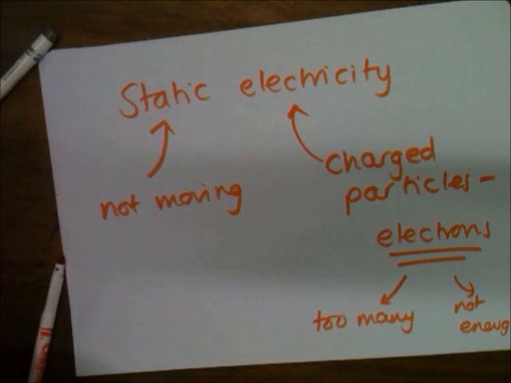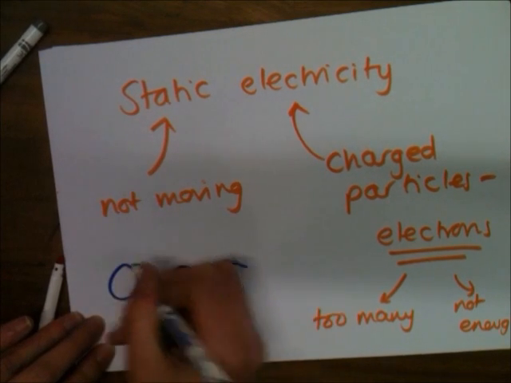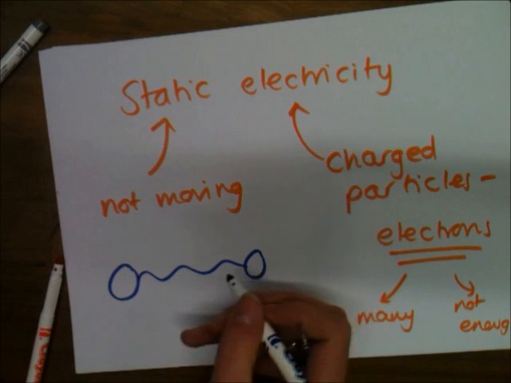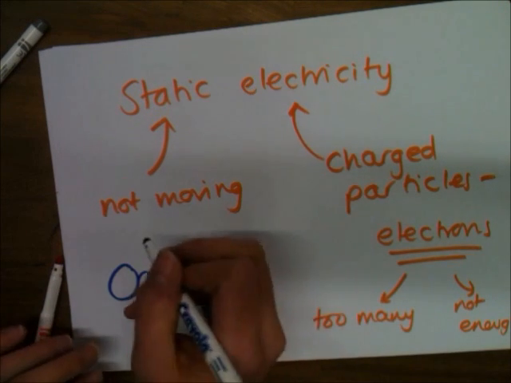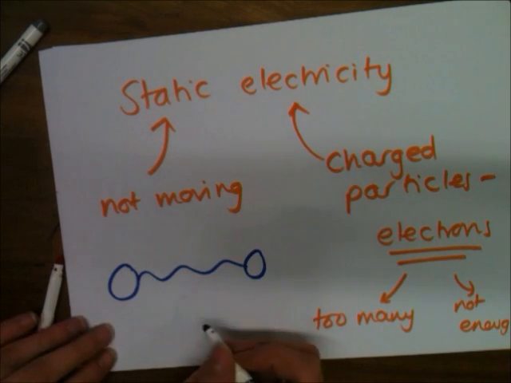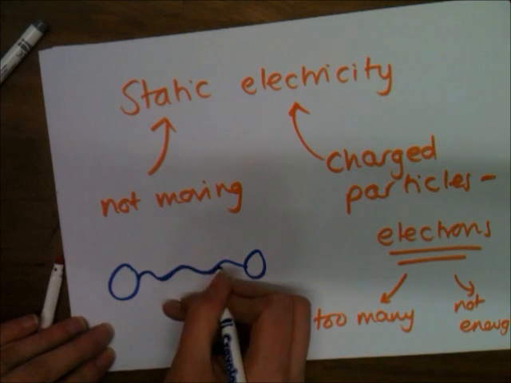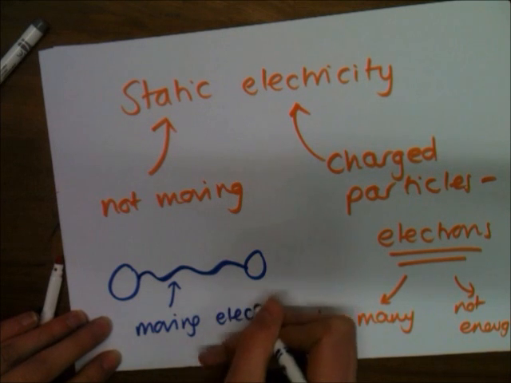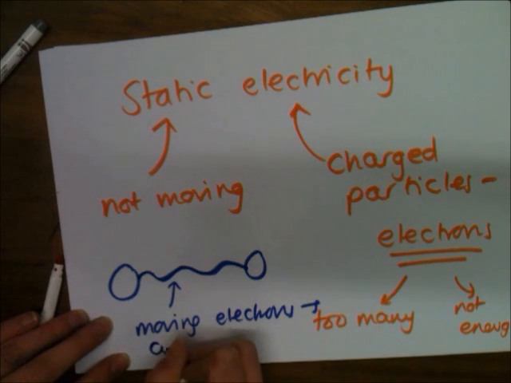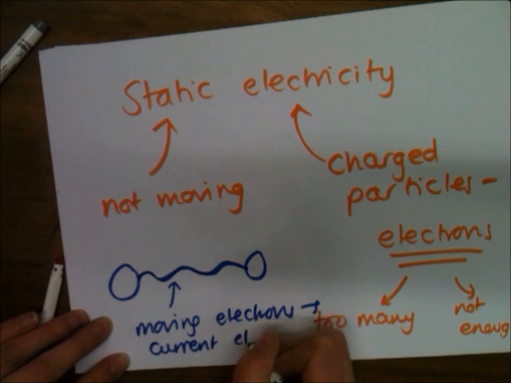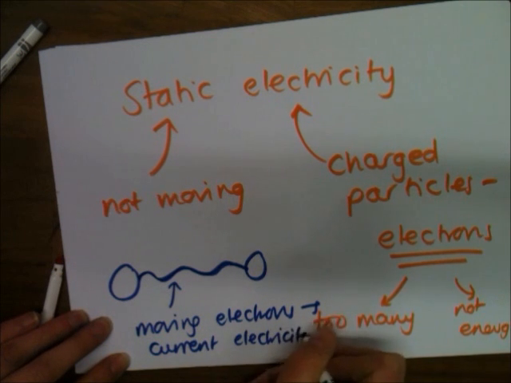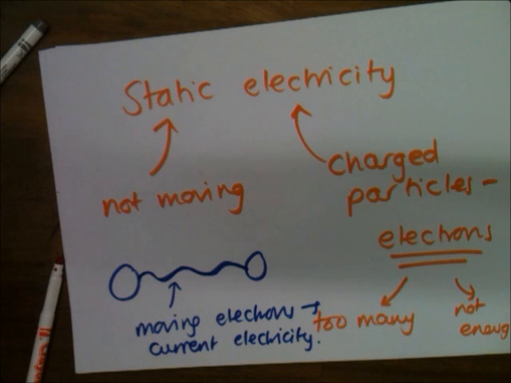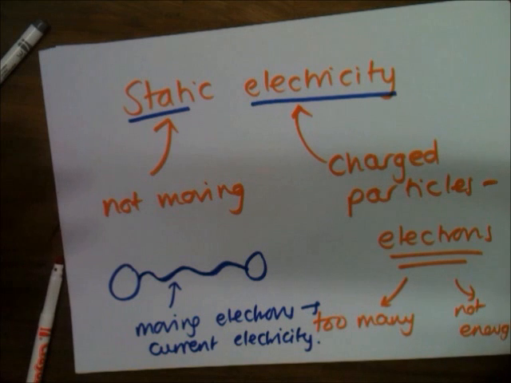As soon as we see that spark jump from one place to another, so from my Van de Graaff to my metal ball, or from the cloud to the ground with lightning, this now, because the electrons are moving, becomes a current. So current electricity, that means moving electrons. And we'll see why that is more important and how we use that in the next section. So hopefully, static electricity is now slightly clearer. So that's all there is really to it.